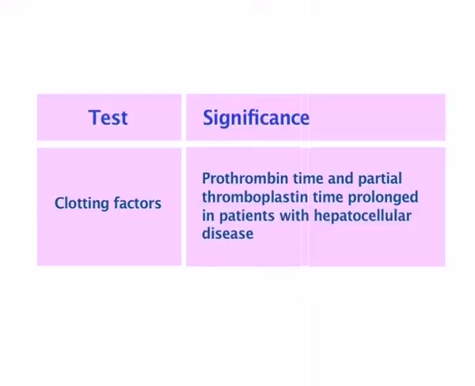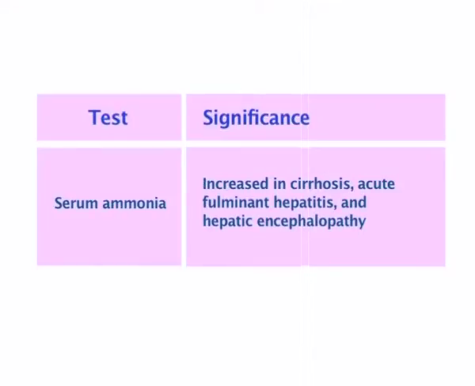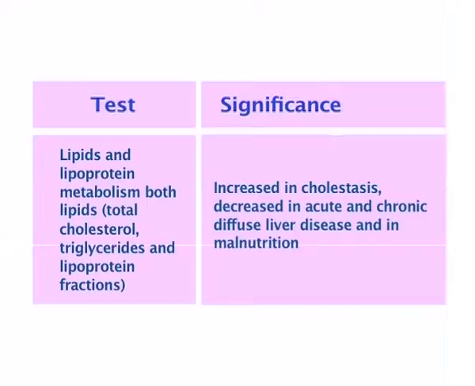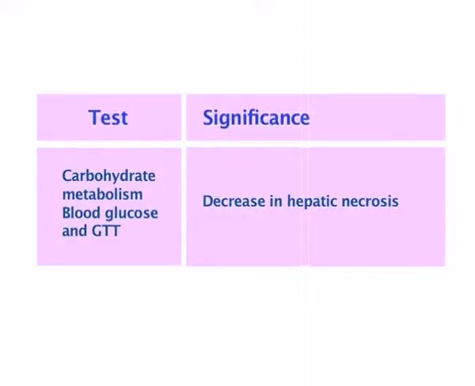Clotting factors, prothrombin time and partial thromboplastin time are prolonged in patients with hepatocellular diseases. Serum ammonia is increased in cirrhosis, acute fulminant hepatitis, and hepatic encephalopathy. Aminoaciduria is also seen in fulminant hepatitis. Lipids and lipoprotein metabolism, both lipids, which are total cholesterol, triglycerides, and lipoprotein fractions, are measured. They are increased in cholestasis, decreased in acute and chronic diffuse liver diseases, and in malnutrition. Carbohydrate metabolism, which is blood glucose and glucose tolerance test, they are decreased in hepatic necrosis.